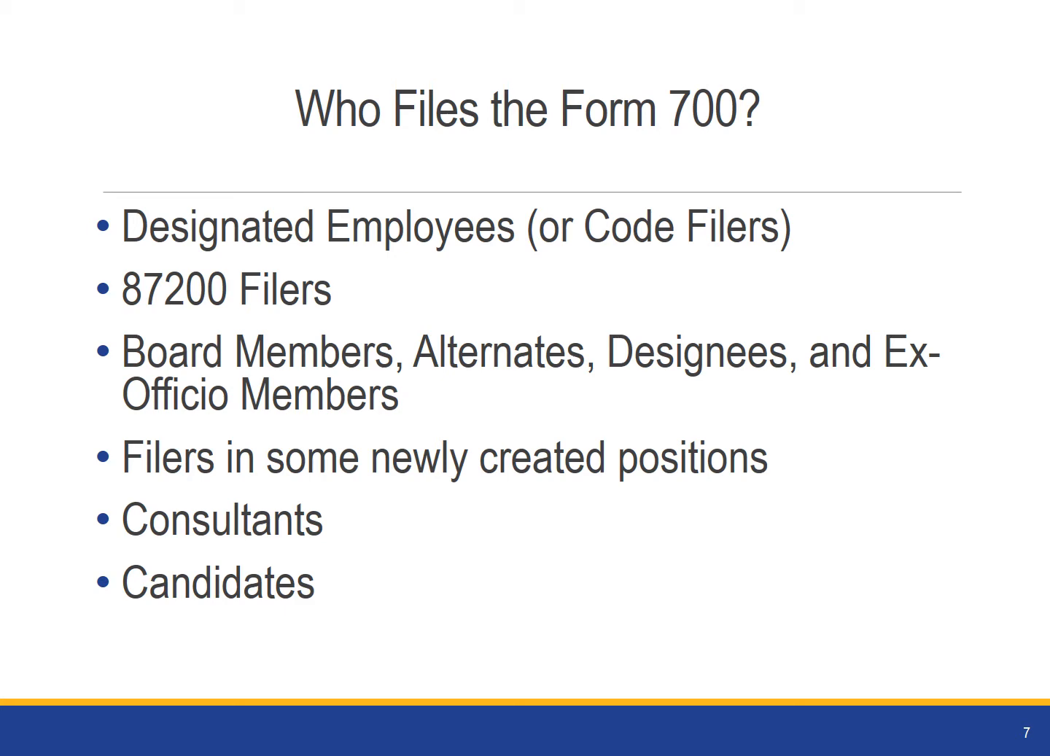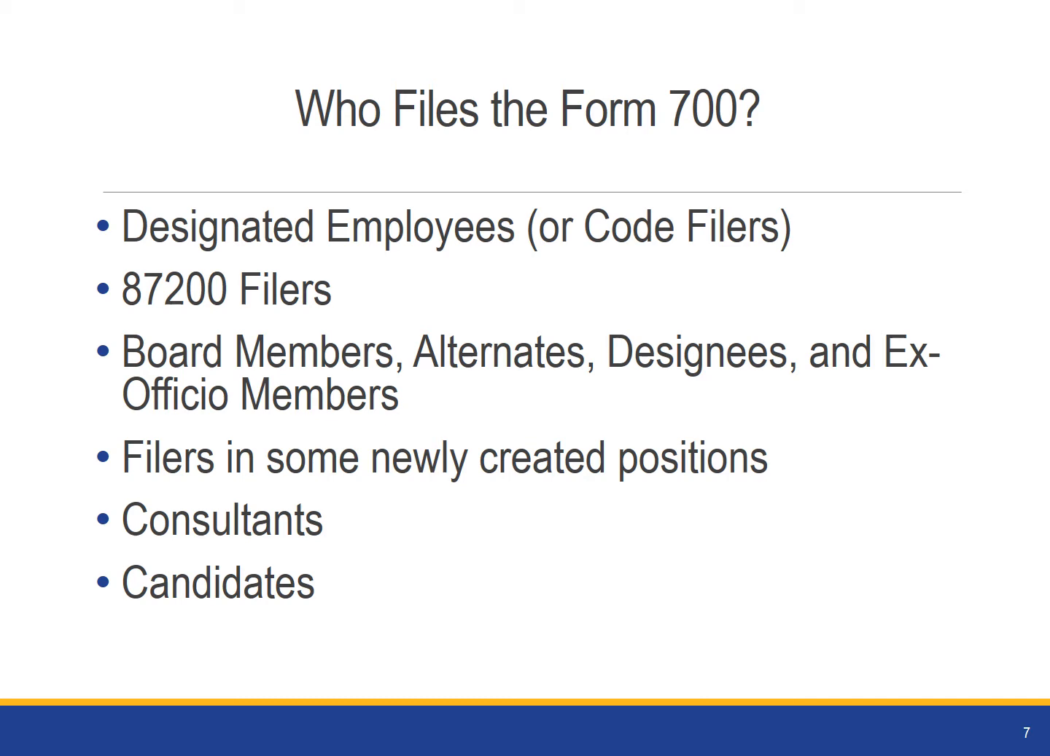Form 700 filers. The second type of filer noted on the slide is an 87200 filer. While designated filers are required to file Form 700 because they are included in their agency's Conflict of Interest Code, 87200 filers are high-level officials, oftentimes elected, who are required by state law, specifically Government Code Section 87200, to file the Form 700. 87200 filers have full disclosure, meaning they are required to disclose all reportable interest in their applicable jurisdiction. Some examples of 87200 filers include state legislators, county supervisors, mayors, and city council members.